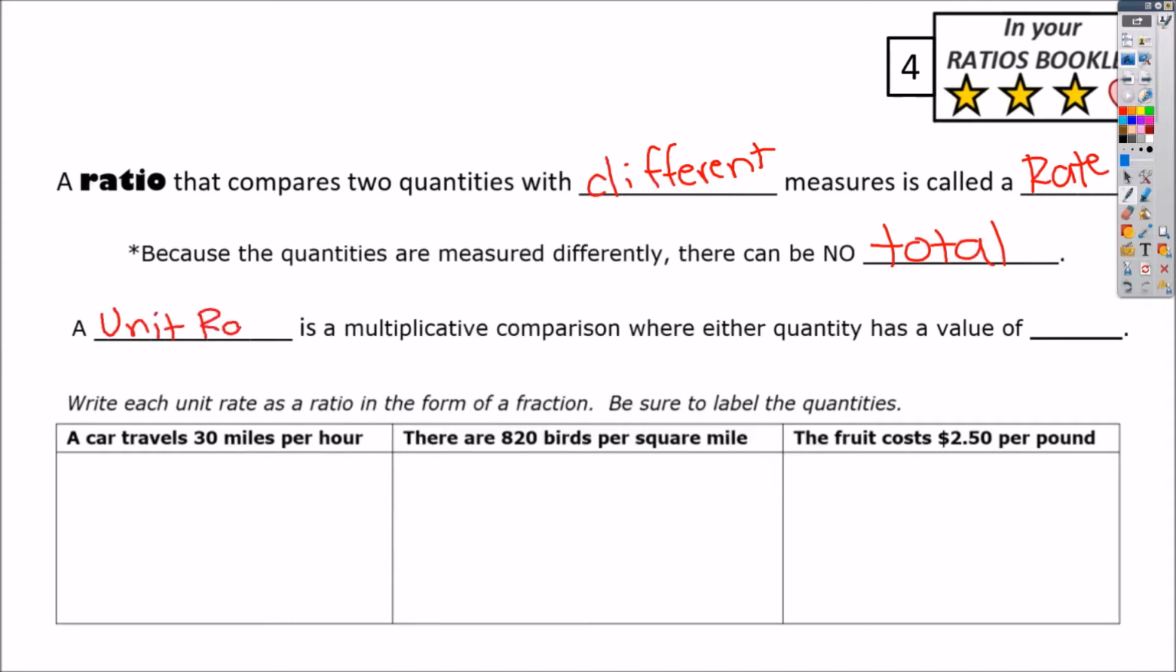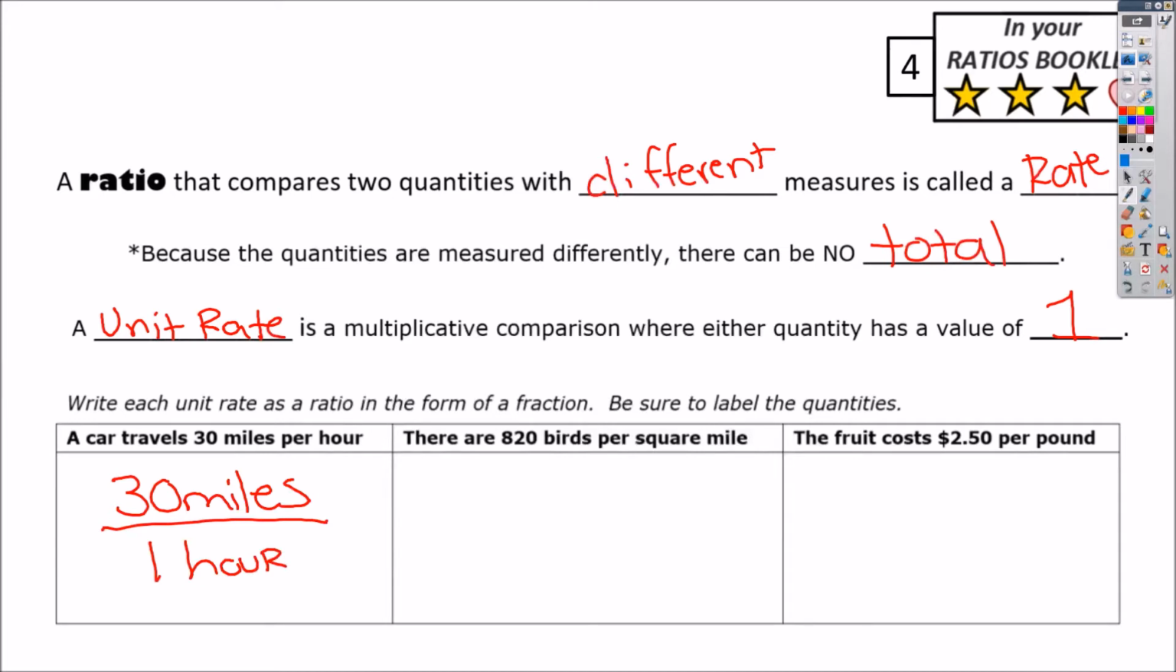And this is where we learn what a unit rate is. A unit rate is a multiplicative comparison where either quantity has a value of 1. We broke it down to where we figured out how many jumping jacks they could do in just 1 second. Now we're going to practice writing the unit rates as a ratio in the form of a fraction, but it's super important that you label your quantity. So let's look at the first box. It says the car travels 30 miles per hour, which means for 1 hour, for each hour. So it would look like this: 30 miles for 1 hour.